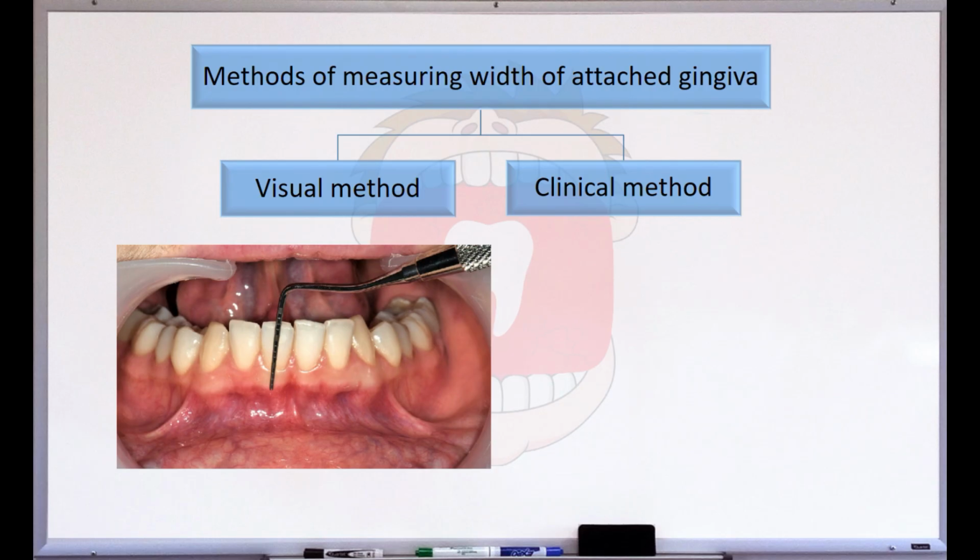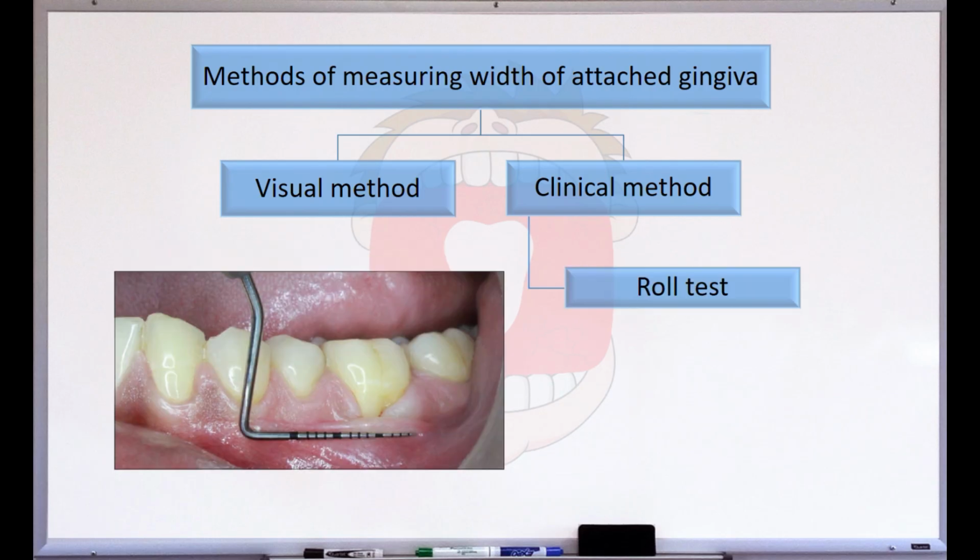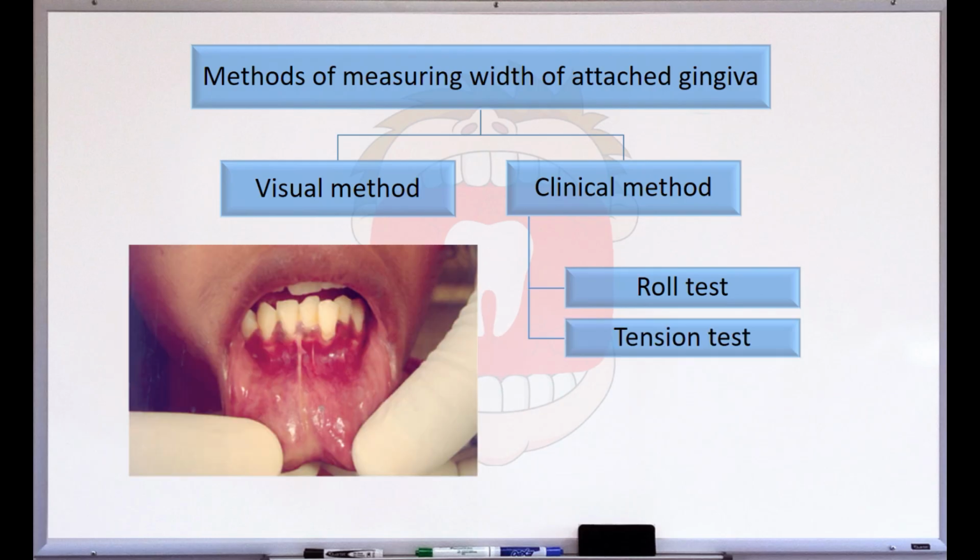In clinical method, roll test is done by pushing the adjacent mucosa coronally with a dull instrument. The loose alveolar mucosa moves, whereas attached gingiva being attached to underlying periosteum does not move. Tension test is done by stretching the lip or cheek to demarcate the mucogingival line and to see for any movement of the gingival margin.